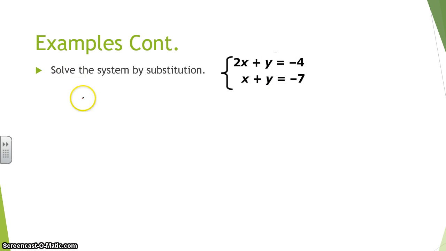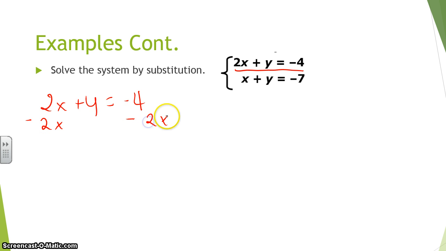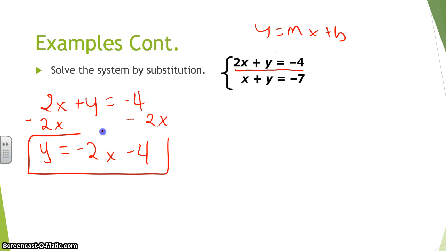Going on to my third example here, it says solve the system by substitution. So what I'm going to do here is set one of these equations equal to a variable. Let's choose our first equation. We have 2x plus y equals negative 4. I'm going to subtract 2x to each side. So what I have here is y equals, and I can write it in the y equals mx plus b form, which is negative 2x minus 4. So that's what my y equals.